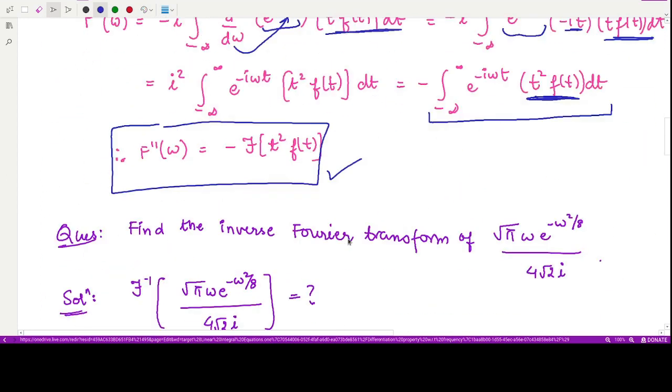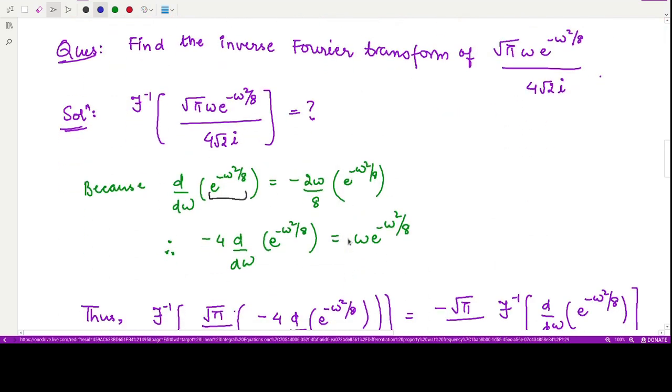Okay, so now let me discuss a question with you. They are asking, find the inverse Fourier transform of this particular function. So when we calculate the inverse, how can we approach this question? The first thing, here you can see we have this term omega and e to the power minus omega square. As such, performing the inverse Fourier transform of this particular function is quite difficult.